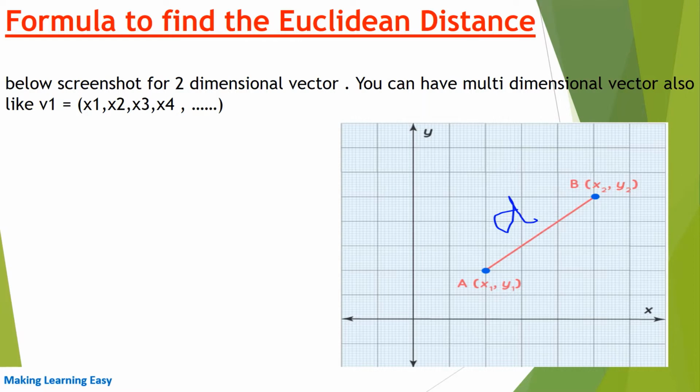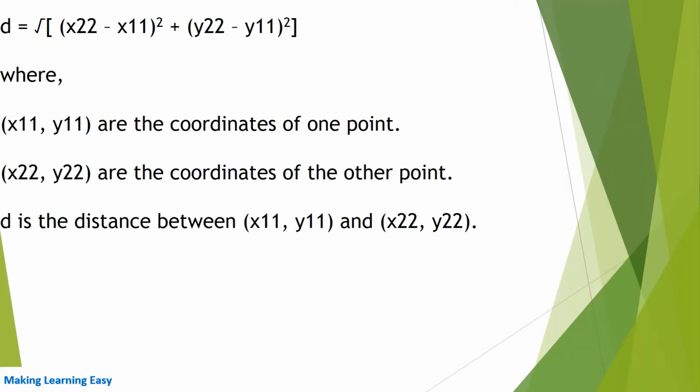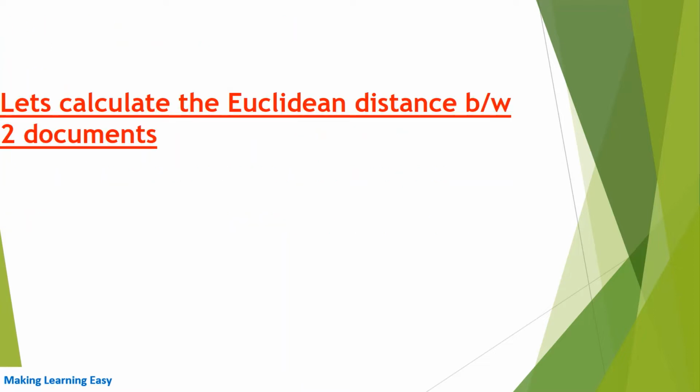v1 is equal to x1, x2, x3, x4 dot dot xn. In this graph, d is the Euclidean distance. So it is the length of that particular line between 2 points A and B. This is the formula to calculate the Euclidean distance between two-dimensional vectors. You can also write the formula for nth dimensional vector in a similar way. We will also see this with the help of one example. Let's calculate Euclidean distance between documents.